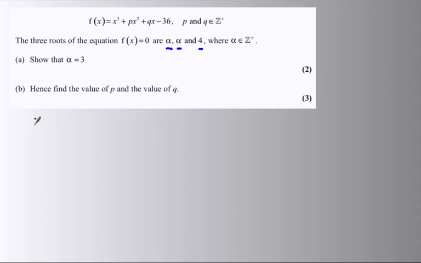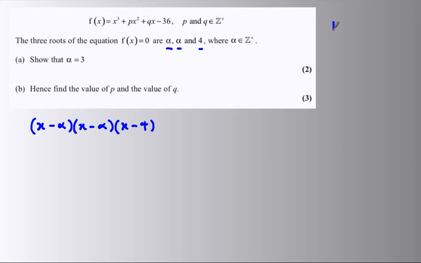Now, I know that if I'm told that alpha is a root, then I can put a bracket x minus alpha as a factor of that formula. Now, it works twice, so it's that, and 4 is also a root. That's to say that zeroes it as well. So I know that this thing has 3 factors, in other words 3 brackets.